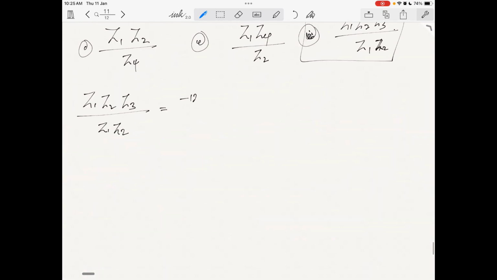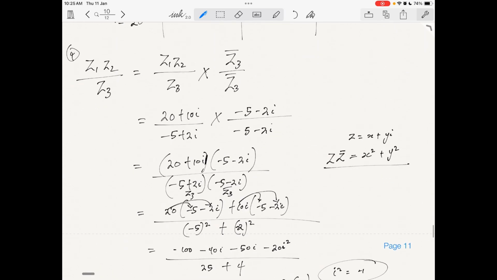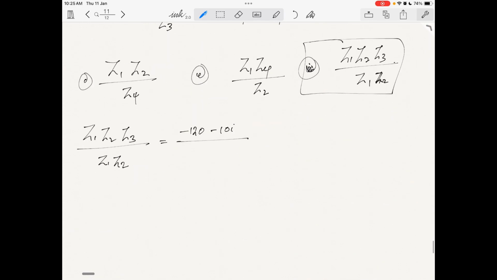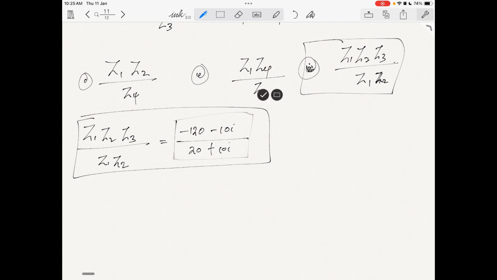Z1, z2, z3 is minus 120 minus 10i, and our z1, z2 is 20 plus 10i. Now we can see how a complex question is reduced further into a simple complex number division. So all we have to do here is multiply the numerator and the denominator by the conjugate of the denominator.